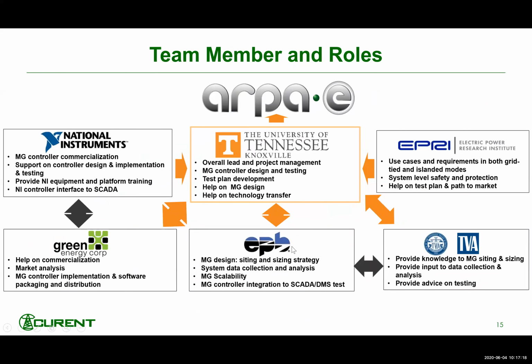And EPB and TVA are utilities. They are our potential customers. The microgrid is deployed on the EPB feeder; EPB is the Electric Power Board, the distribution utility, and TVA would be the regional transmission utility. So we want to look at the function of the microgrid on both sides, the smaller distribution grid and the transmission level. And also GEC, Green Energy Corp, would be our technology to market. Later on, we want to bring their technology to the market eventually. So we do have a strong team with close collaboration.